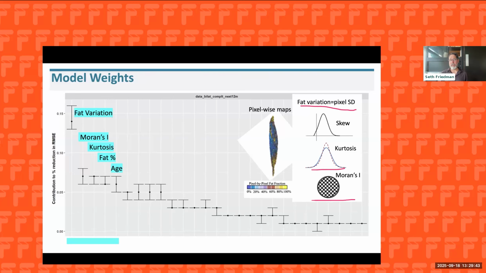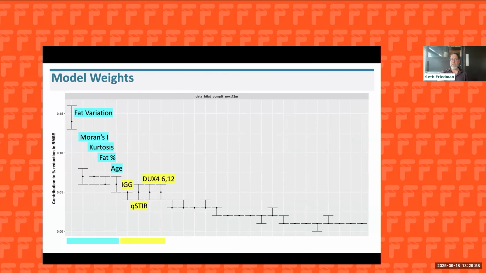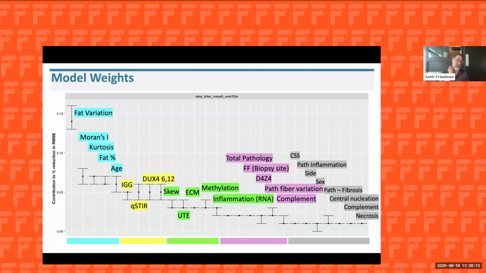It was certainly very interesting to us that the best predictor of change over time is probably the fat pattern that exists in the muscle. Knowing where the muscle starts in terms of fat percent is also helpful. And then it takes a couple of stair steps down to get things like immunoglobulin, quantitative STIR, DUX4, and then we can walk down all these other variables.